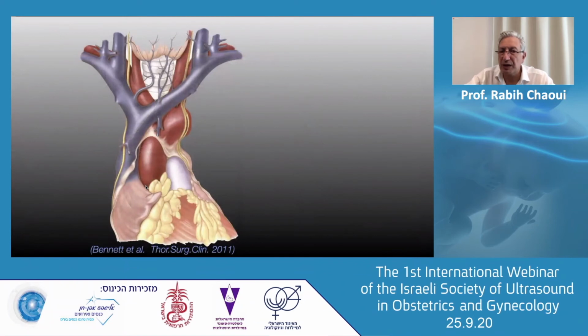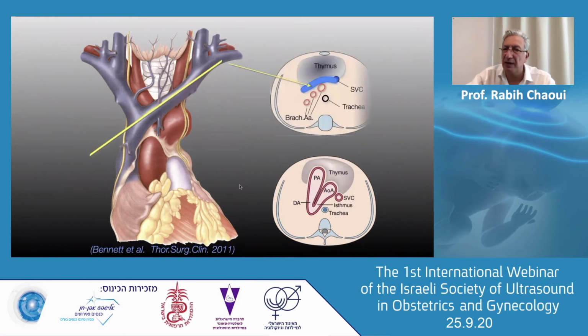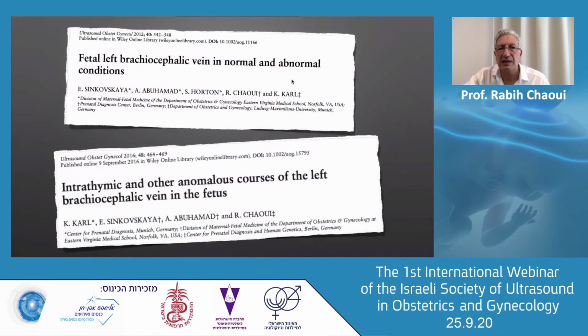How to get to this plane? We know that this upper view shows the 3-vessel trachea view. By moving slightly cranial and making a slightly oblique view to the right, you will find a vein behind the thymus. And behind it, we have already now the 3 vessels, the brachiocephalic arteries, and it comes from the left side into the superior vena cava. Now, let us see here how it does look like. There are 2 articles we wrote in the White Journal.